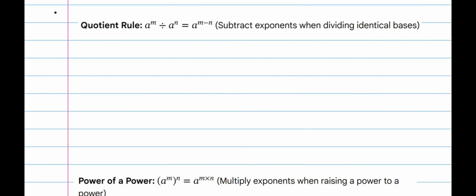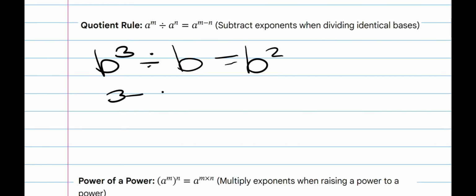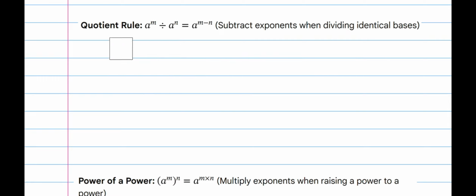In the quotient rule, you just subtract exponents when dividing identical bases. For example, if you're given b cubed divided by b, you would get b squared, because you just subtracted the exponent of b cubed and the exponent of b. You get the exponent 2, or squared. I will provide at least 5 examples for each rule. When you're doing the quotient rule, the important thing is you just subtract exponents. That's all you need to do here.